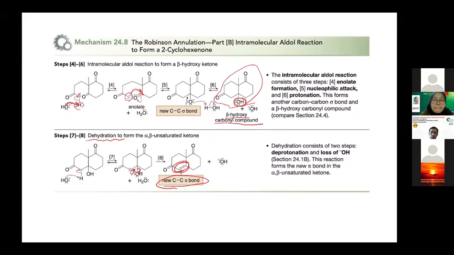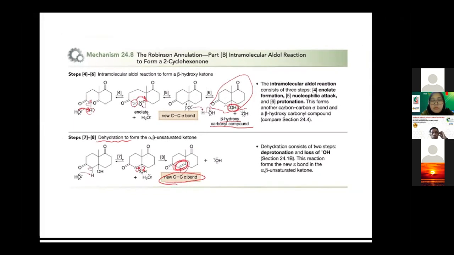So this one is the Robinson annulation. First the Michael addition occurred. And the next is the Aldol reaction in the same molecule, the intramolecular Aldol reaction, and the hydroxy group is removed to make the double bond here. And finally it made the alpha-beta unsaturated ketone and the six-membered ring here.